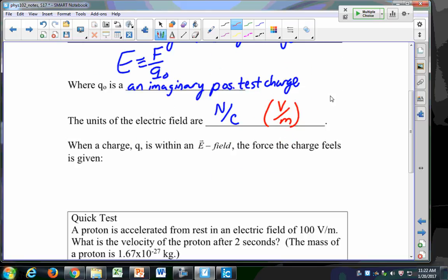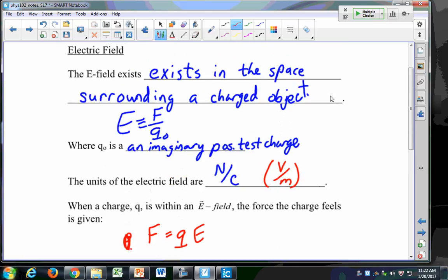When a charge Q is within an electric field, the force the charge feels is F equals Q times E. Now, we'll talk more about this imaginary positive test charge. You're probably like, what the heck? Why do we need an imaginary positive test charge? The positive test charge just helps us to map out the electric field, to figure out what the electric field is. It's not a real thing. It just helps us to determine the direction of the electric field. And we'll see that a little bit later.